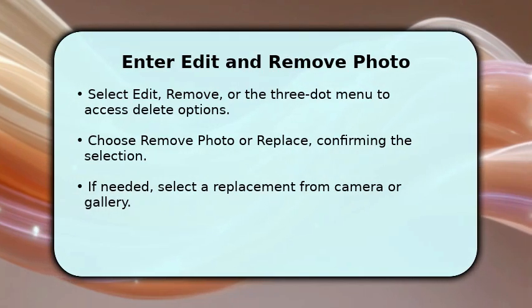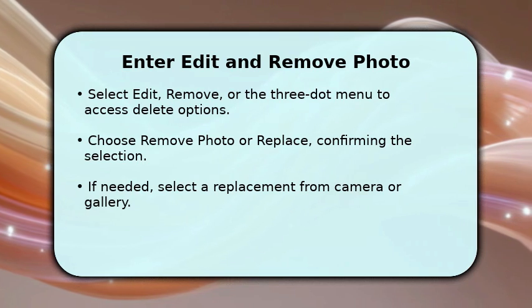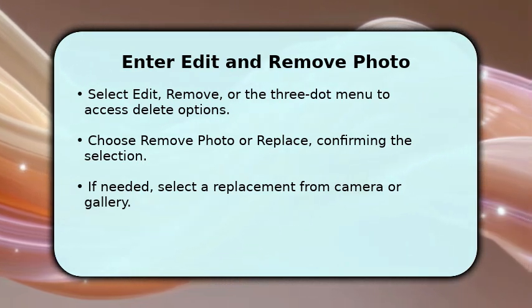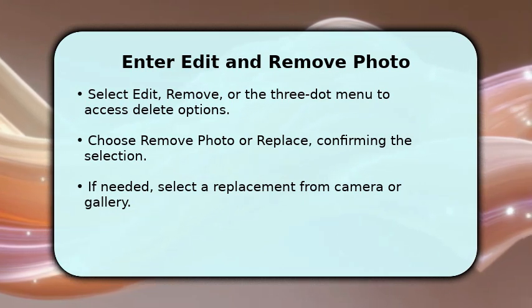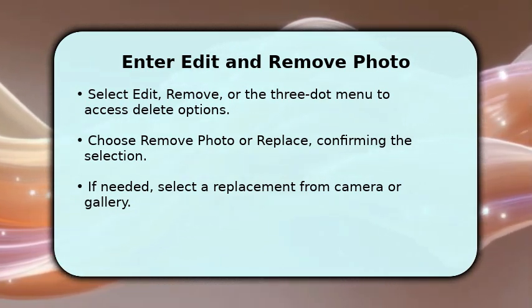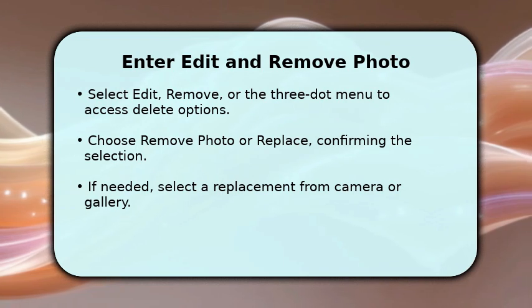Once you've revealed options, tap Edit or the three-dot menu to access photo controls. This is where removal happens. You then choose Remove Photo or Delete and confirm when prompted, because confirmation prevents accidental loss.